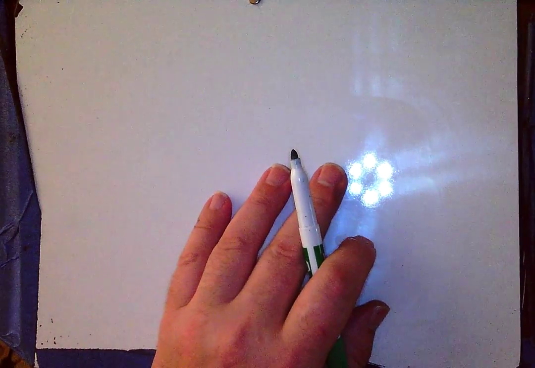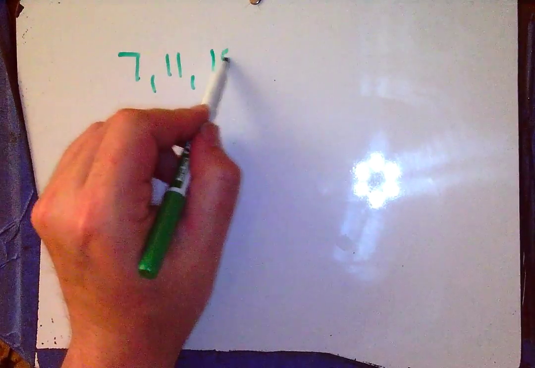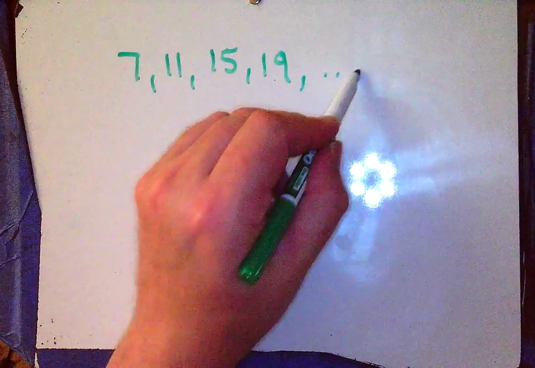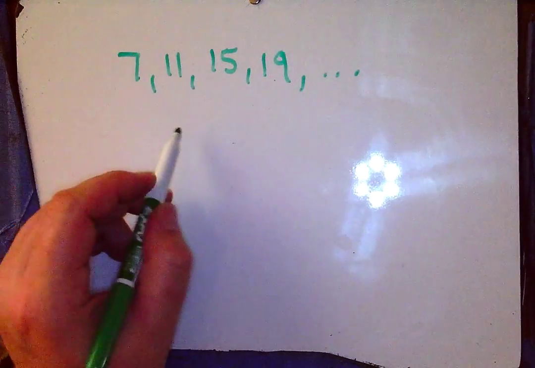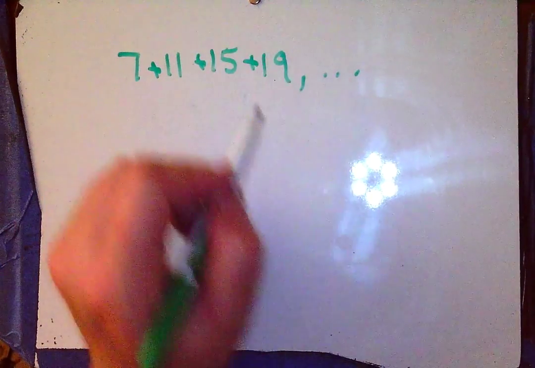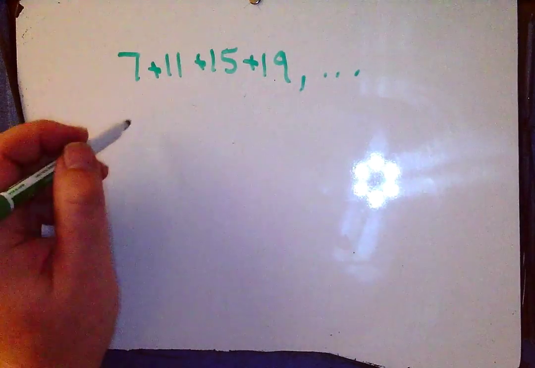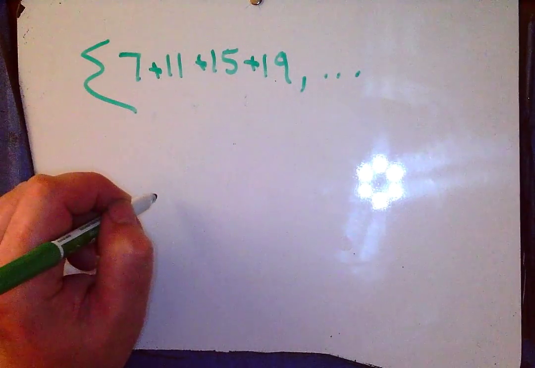So, sigma notation. Sigma notation is the notation that we use for sums. So, let's go back and have a little conversation about sigma notation. Take 7, 11, 15, 19, and so on. I could say with this, if I wanted to add this up, if I wanted to write this in sigma notation, I could say add it all up.